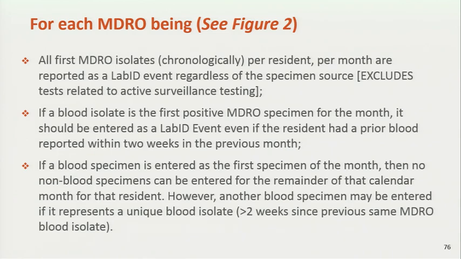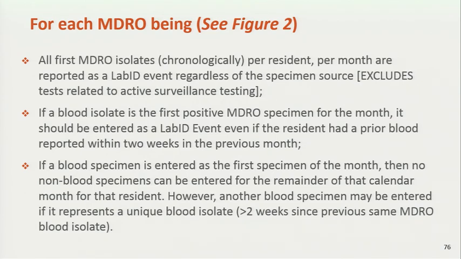Here are some tips that are going to help us get through the rest of this session. All first MDRO isolates per resident per month are reported as a LabID event, regardless of the specimen source. So the very first specimen that a resident has that's MDRO is considered a LabID event. If a blood isolate is your first positive MDRO specimen for the month, it also is considered the first LabID event, regardless of when the resident had another positive blood, okay? So it should be reported as a LabID event.